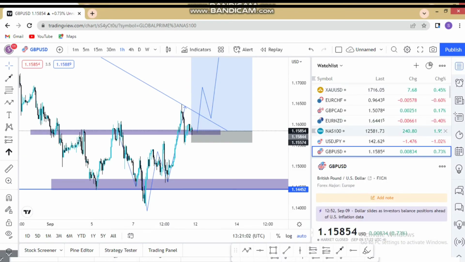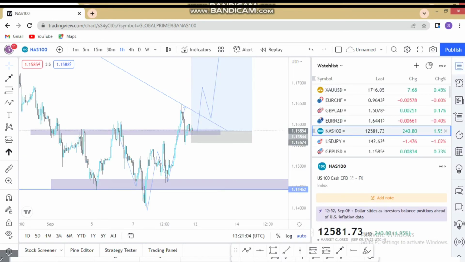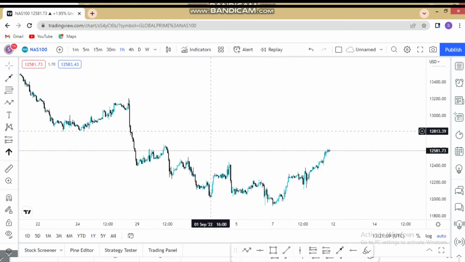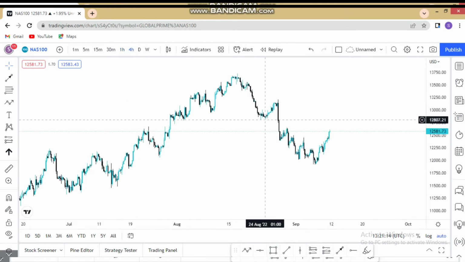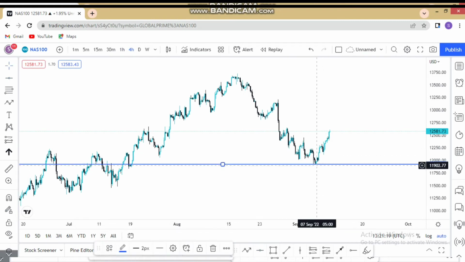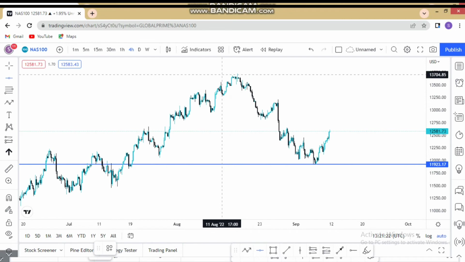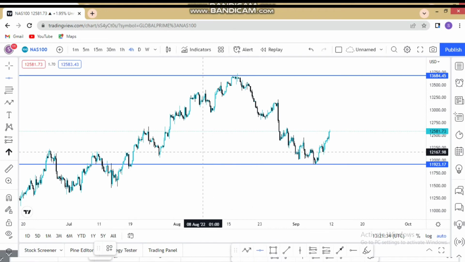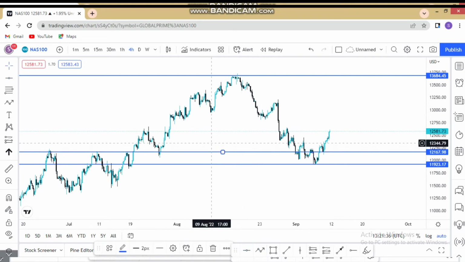Okay, guys. Now here's the best part that I think you have been waiting for: NASDAQ. So let's go to NASDAQ and see what it has. For our lowest point to our highest point, these are our major zones.